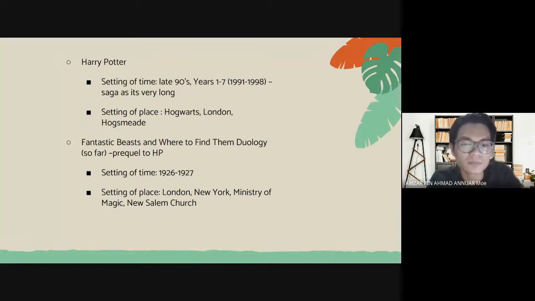Okay. Now Harry Potter, the setting of time. It happened in the late 90s. Years 1 to 7 of schooling for Harry Potter. Dia sekolah pada tahun 1 hingga tahun 7 dia. Which is happening in 1991 to 1998.